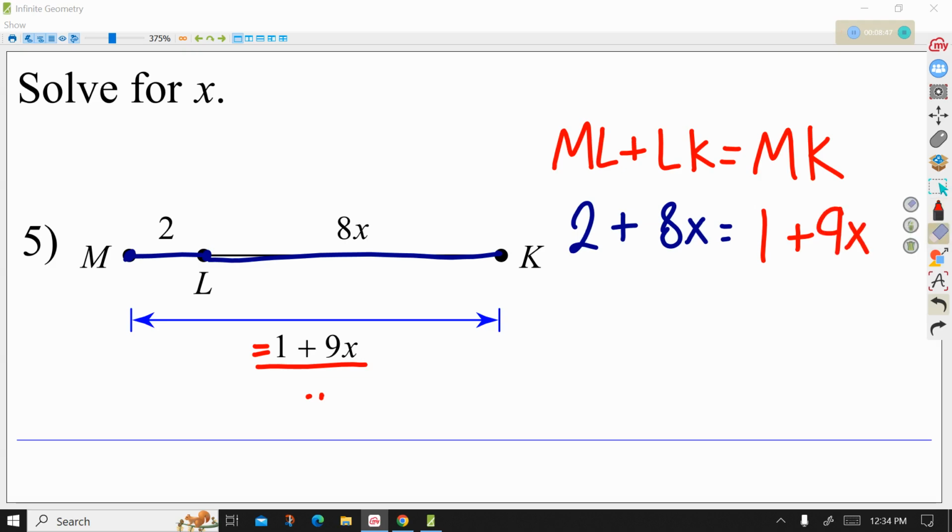Okay, so here we have to understand how to solve an equation now. This is not a one-step equation like the last one. Now we have a two-step equation.